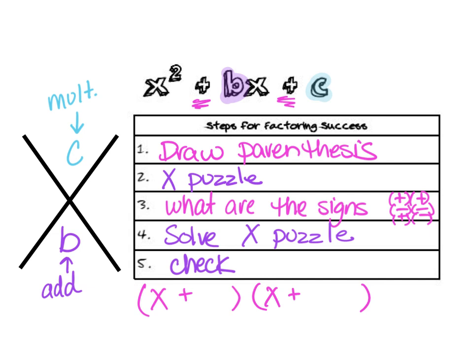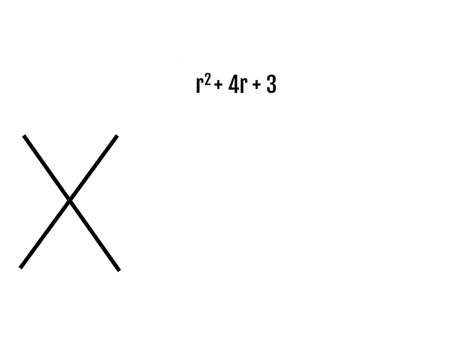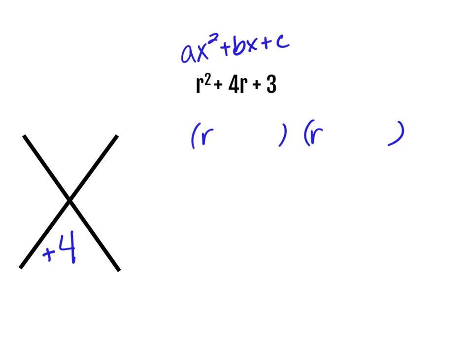My parentheses, so here's our first example. We're going to start by drawing our parentheses and filling in our variables. So we have r and r. The next thing we're going to do, the b value, which is here in the middle, is going to go down on the bottom, and it's a positive 4, I might add that. And then the c value, so remember this is ax squared plus bx plus c. Now of course this is an r, so there's a difference. C goes up top, so this would be plus 3.